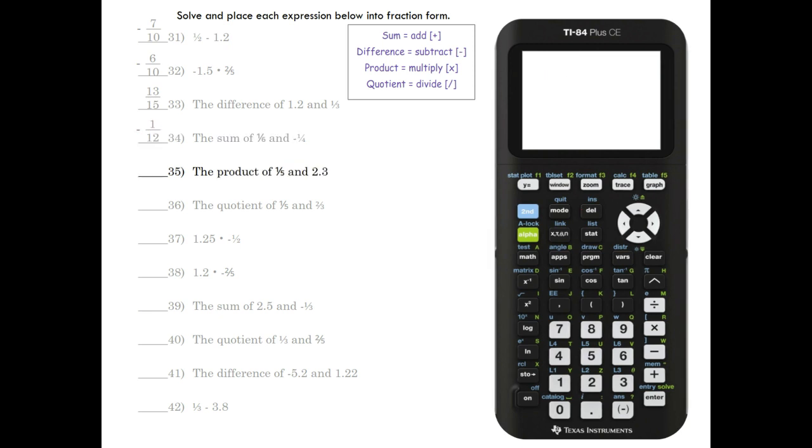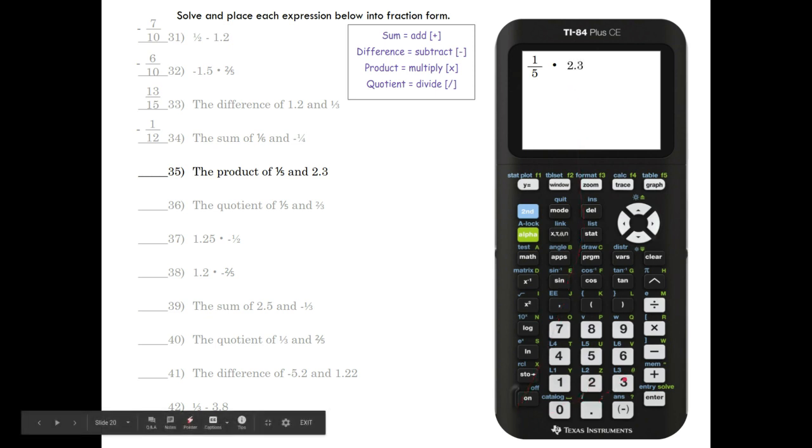The product of 1 over 5 and 2.3. So again, you do alpha y equals and enter. You get 1 over 5. And then it says the product. Product means you multiply. So you click the times button right here. This is the multiplication button. And in the calculator, it'll come out like a star. I wrote a dot, but that means product. It means you multiply. So 1 over 5 times 2.3. Here's 2.3. Then click enter, and you get 0.46.